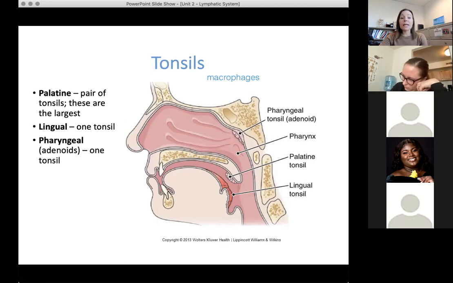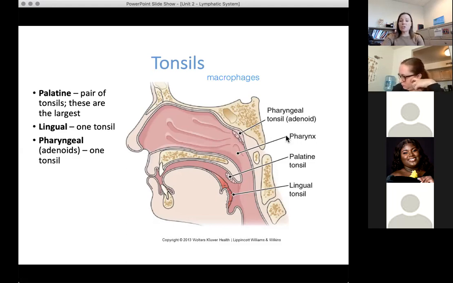Then the next ones are the lingual tonsils. When you hear the term lingual, it always refers to the tongue. The lingual tonsils are embedded at the base of the tongue. So right here, this whole structure is the tongue. So here's the lingual tonsil.